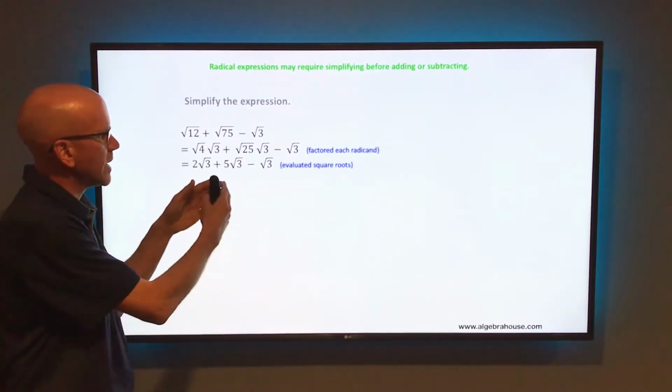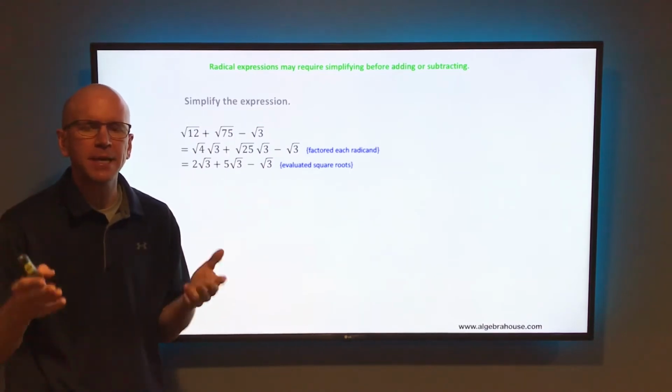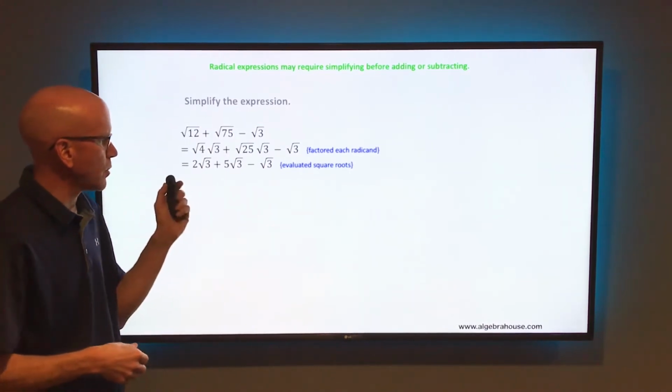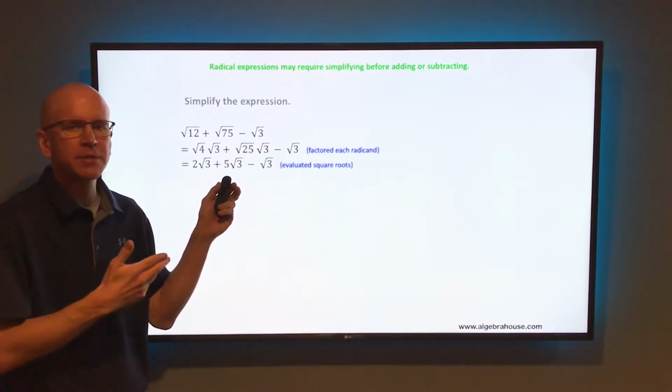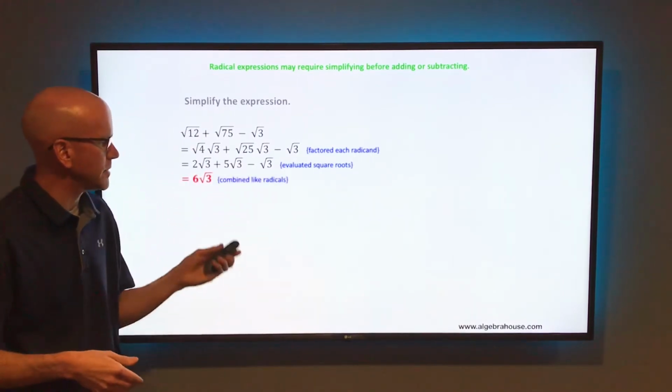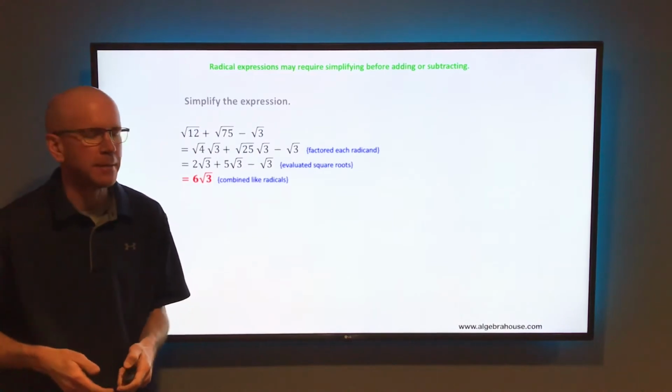So those are all like terms. You have the same roots and you have the same thing under the radical sign. You can combine those. Just take 2 plus 5, that is 7. And then 7 minus 1, that would be 6. And that is 6 times the square root of 3.